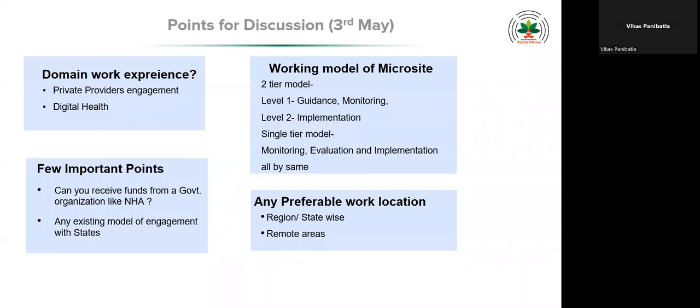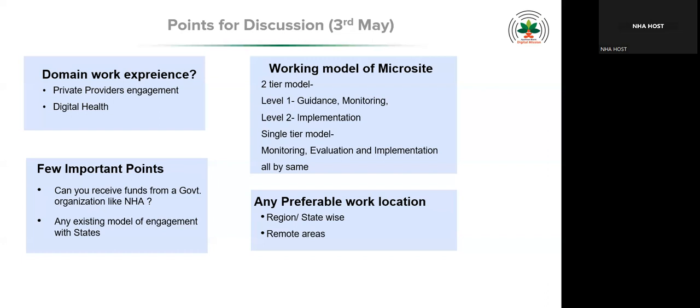So let me just go to this last slide. In this last slide, what we were thinking is we wanted to know from all eight entities who are present in this call what kind of domain experience you have. Are you already having a private provider engagement? Are you having experience in the digital health network? I've been told that some of the entities attending this call have exposure to digital health also. Then what kind of working model would suit you?